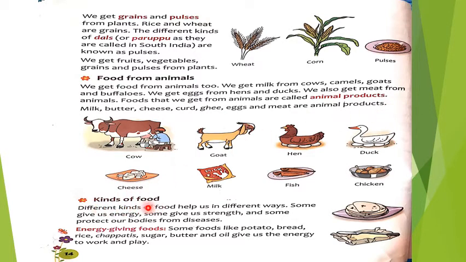Kinds of food. Different kinds of food help us in different ways. Some give us energy, some give us strength, and some protect our bodies from diseases. Now, energy giving foods. Some foods like potato, bread, rice, chapatis, sugar, butter and oil give us the energy to work and play.